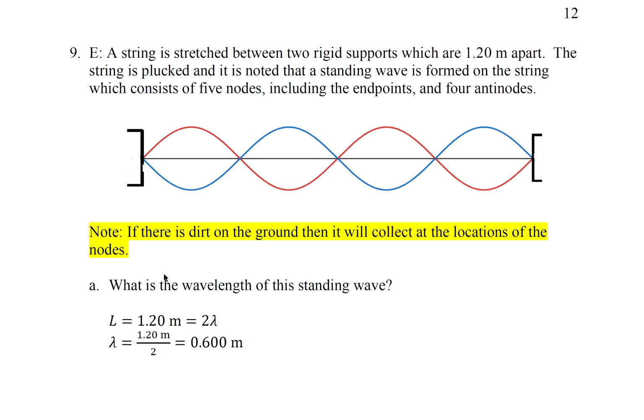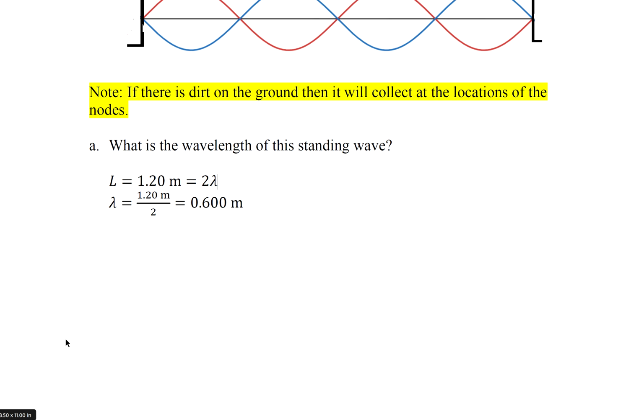So what is the wavelength of the standing wave? Well, the length is 1.2 meters. And how many wavelengths do we have? We have 2 wavelengths. So solve for lambda.